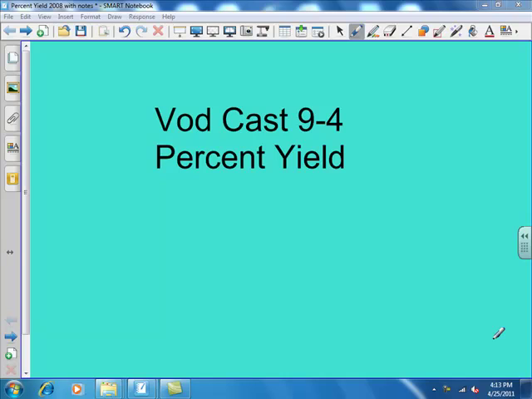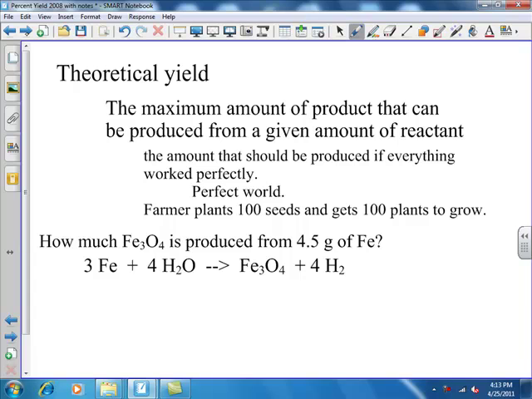Okay, this would be VodCast 9-4, dealing with just the topic of percent yield. Now, when we have been doing stoichiometry problems up to this point, what we have been calculating in our mass-to-mass calculations has really been what's referred to as a theoretical yield. A theoretical yield, by definition, is this definition right here.